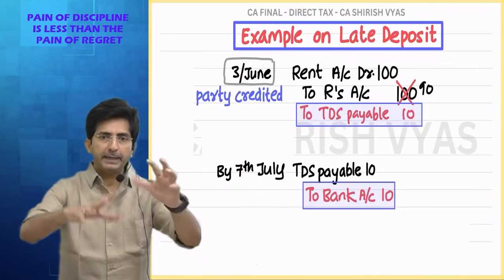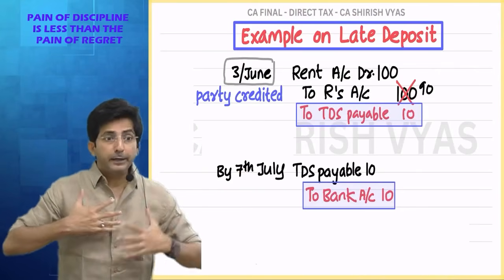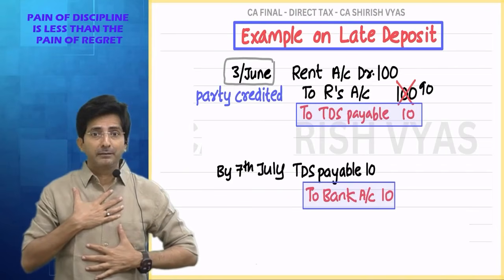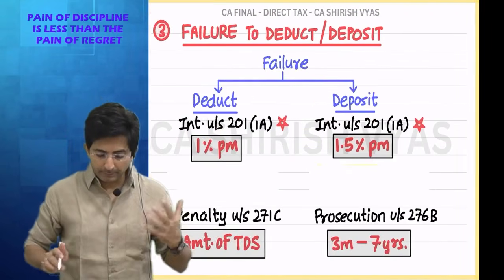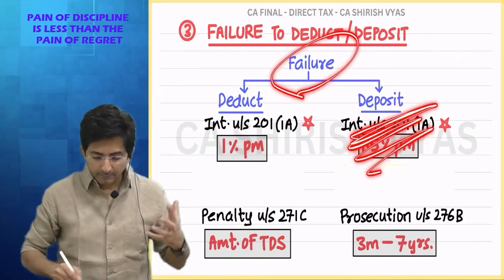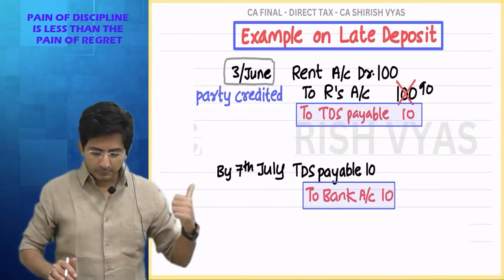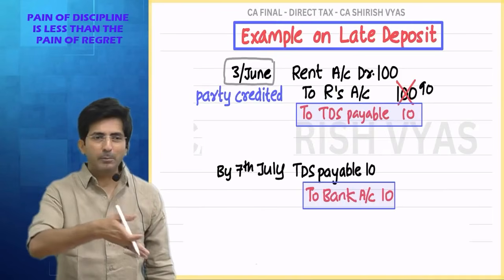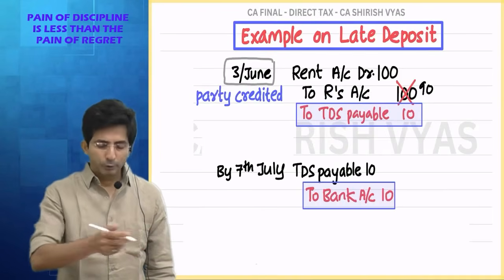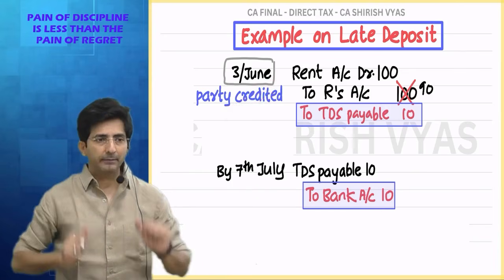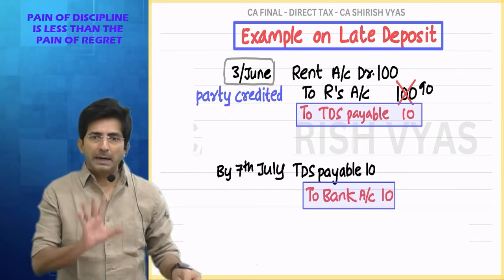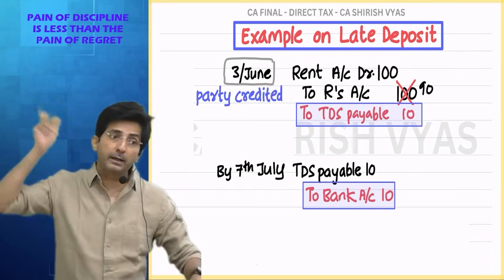See, I want to create an example where I deducted properly, but I deposited late. Means I want to create a failure in deposit. So see the example. Same example of rent which I gave some time back. Assume on 3rd June rent was due, but I kept the rent outstanding. So outstanding means party's account is credited. Payment will be done in future.